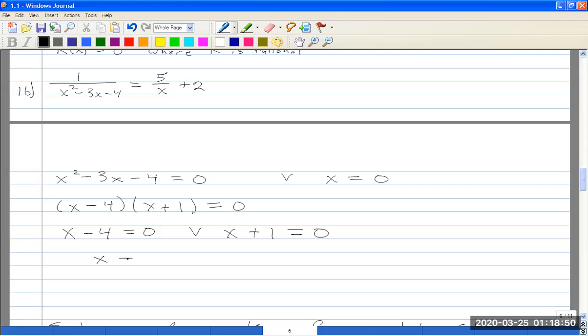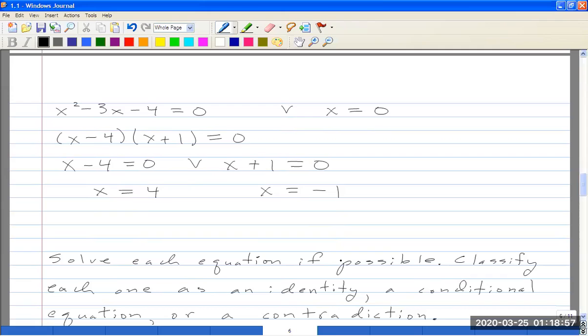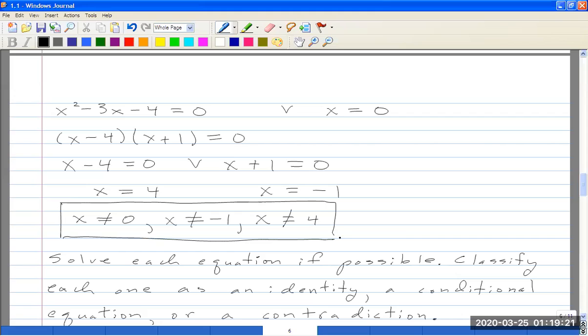Add 4 to both sides, so x is equal to 4. Subtract 1 from both sides, so x is equal to negative 1. So therefore, the restrictions are, well, x cannot equal 0, nor can it equal negative 1, nor can it equal positive 4. So when you try to solve this equation, you do not want x to be any of these three values.